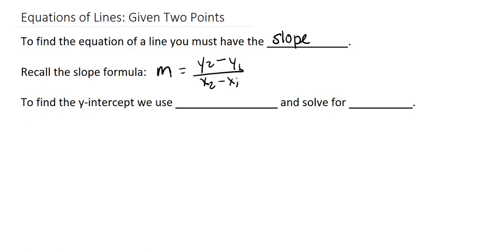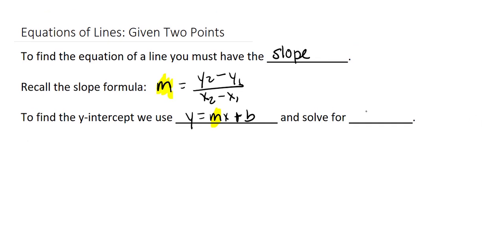Now, in order to find the y-intercept, we use y equals mx plus b, right? And this is the same m here. And then we solve for b, which is our y-intercept. So now let's do some examples.